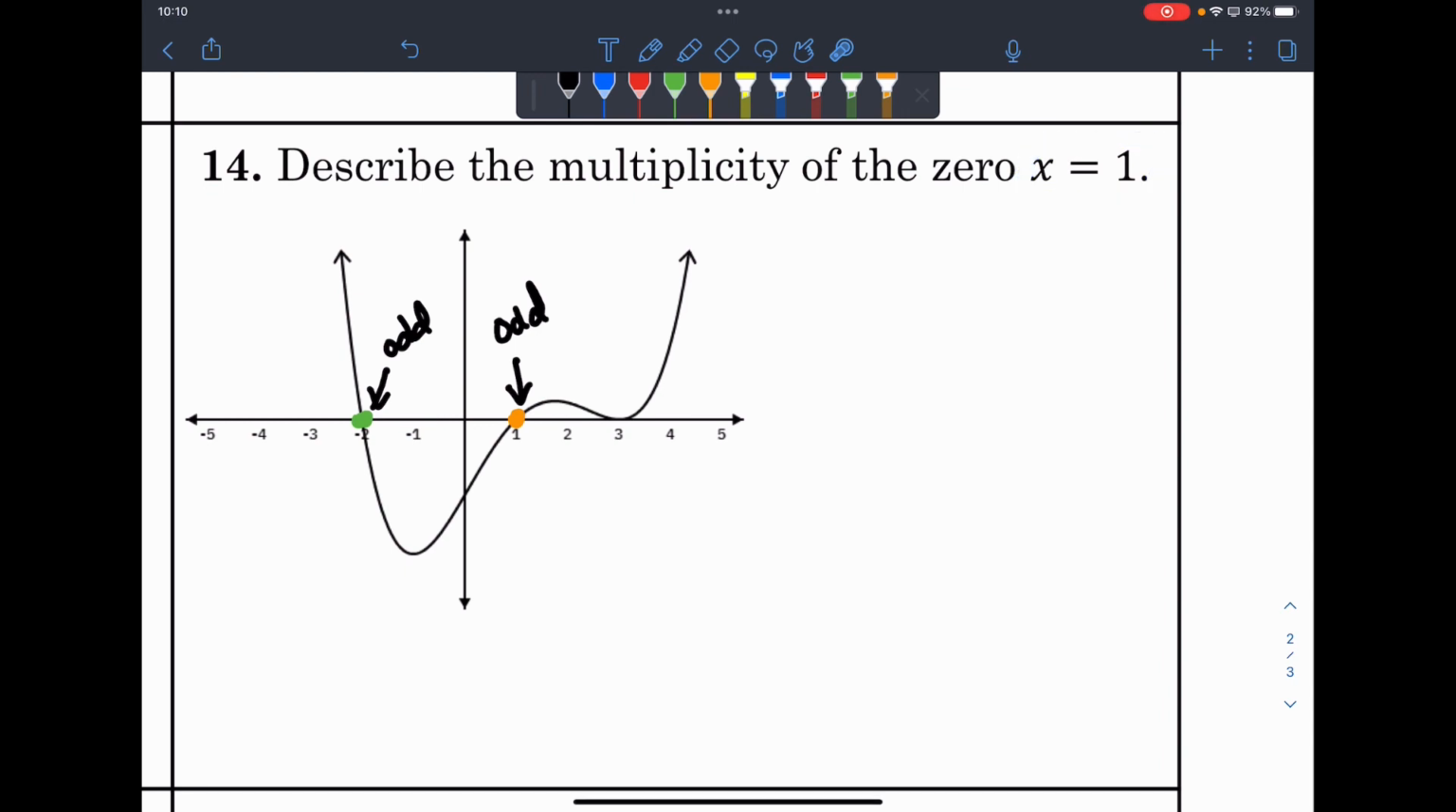In order for a multiplicity to be even, the effect on the graph, like here at 3, is that it touches the x-axis but doesn't intersect. It simply touches and moves in the opposite direction. So this has an even multiplicity. So the multiplicity at 1, our answer right here, is that the multiplicity at x equals 1 is odd. So that is your answer.